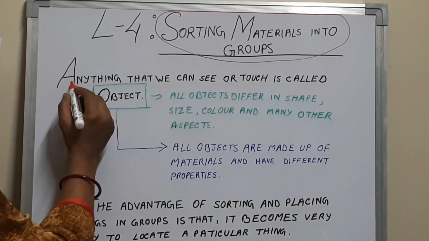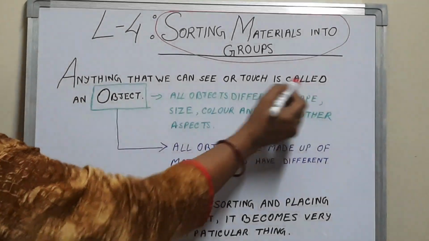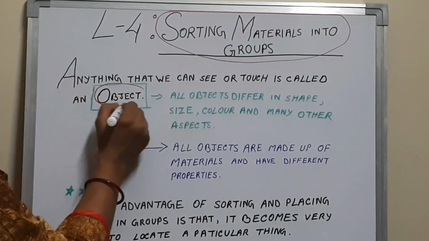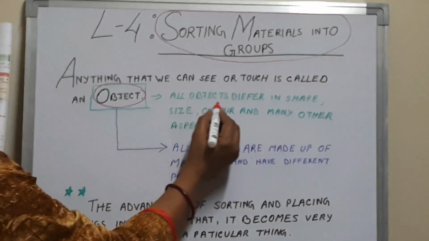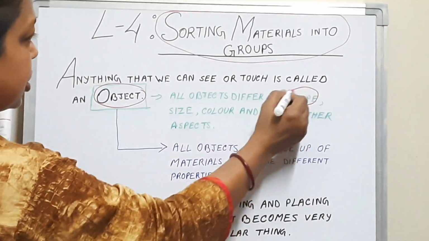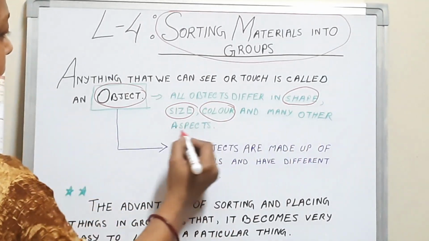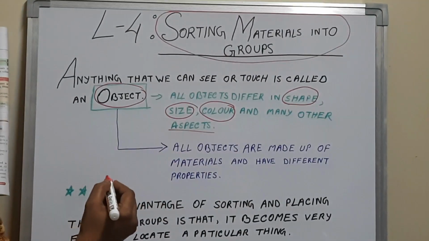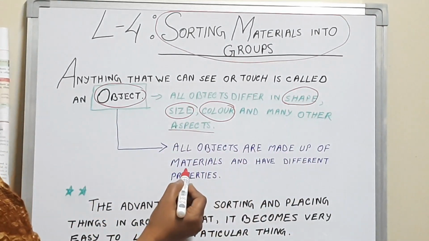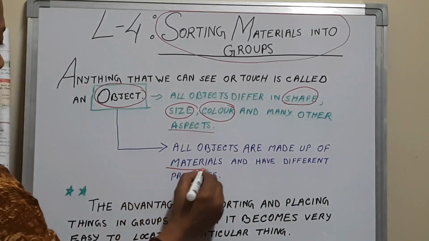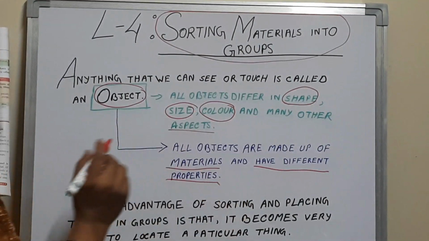So what we can say? Anything that we can see or touch is called an object. All objects differ in shape, size, color and many other aspects. But all objects are made up of materials and have different properties.